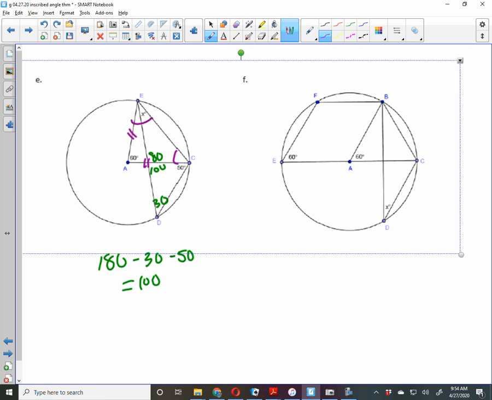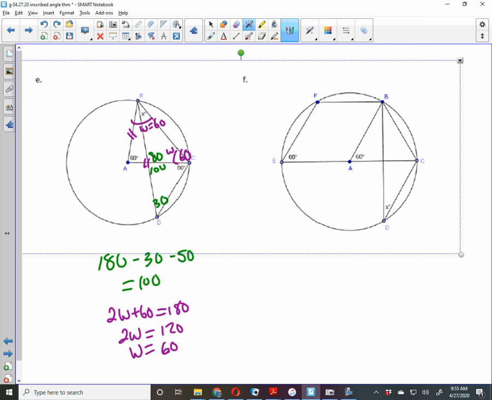So you want to call those W. So 2W plus 60 equals 180. 2W equals 120, or W equals 60. That means these are 60-degree angles. I now have, if I look carefully enough, oh, I could have done this sooner, couldn't I? I've got two angles of a triangle, so x has to equal, x is equal to 180 minus 80 minus 60, which tells us that x is equal to 40 degrees.